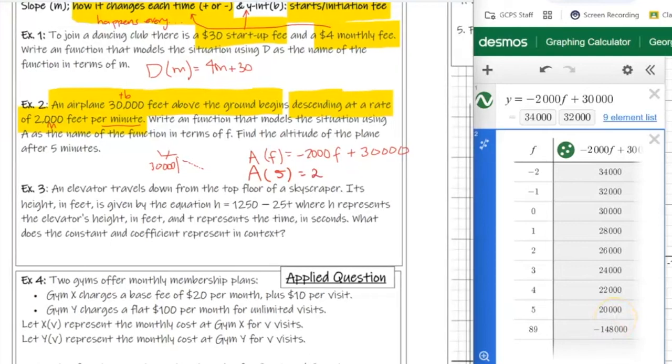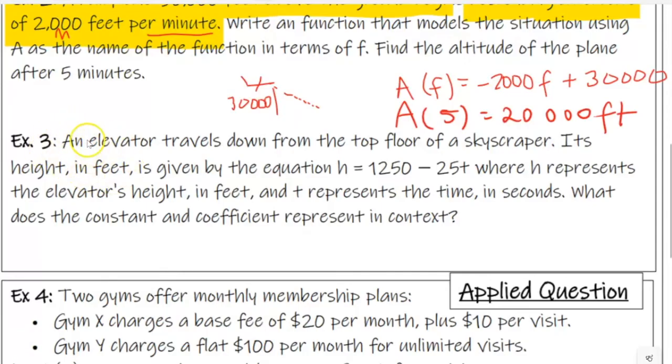20,000 feet. I just realized there's some words in here that you may not understand. So example 3, an elevator travels down from the top floor of a skyscraper. Its height in feet is given by this equation. So they've already written the equation out for you. So you just have to go backwards, where h represents the elevator's height in feet and t represents the time in seconds. What does the constant and coefficient represent in context?